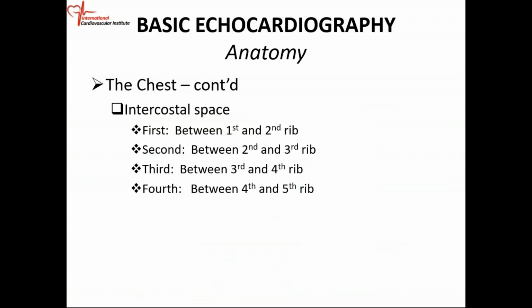We're going to talk about intercostal space a lot because the intercostal space, that's where you're going to place your transducer or probe. So when we talk about the first intercostal space, it is the space between the first and the second rib. When we talk about the second intercostal space, it's the space between the second and the third rib, and the third intercostal space is the space between the third and the fourth rib, and so forth, so on.